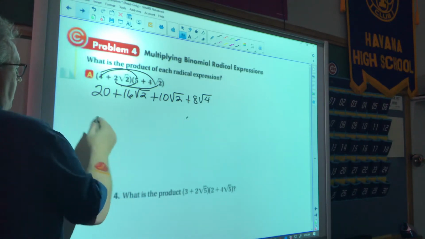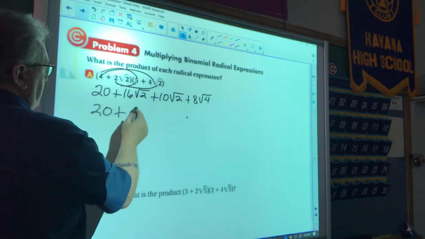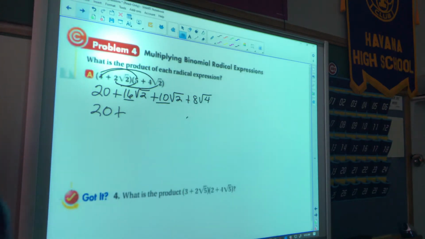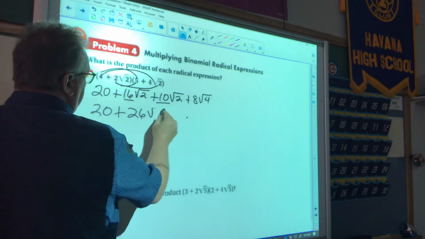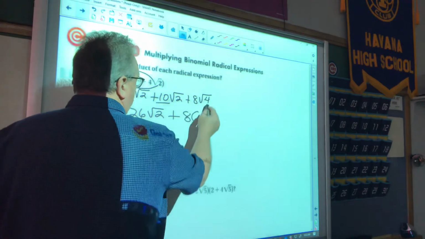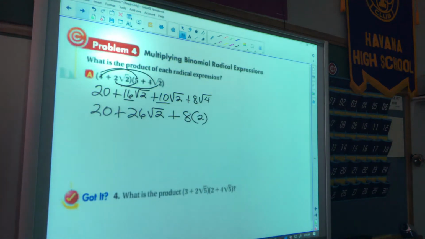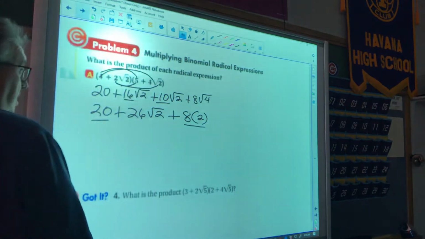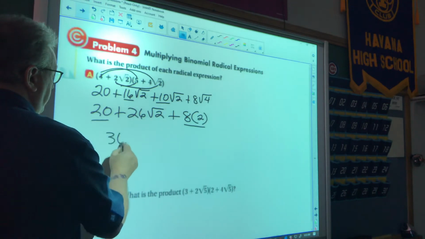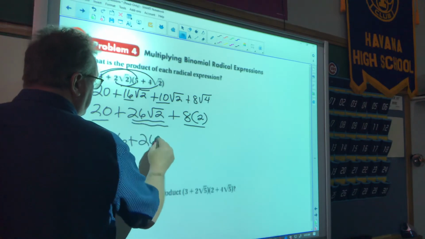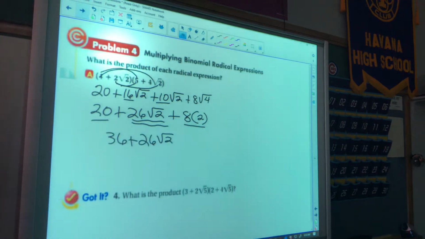Okay, so let's combine. We're going to go one step at a time here. So 20 plus, we can combine these because the radicands and the indices are the same. So 16 plus 10 is 26 square root of 2 plus, well, this becomes 8 times 2, right? So that becomes 16. So now we've got 20 plus 16, which is 36, plus 26 square root of 2. And that then would be your final answer. Okay?